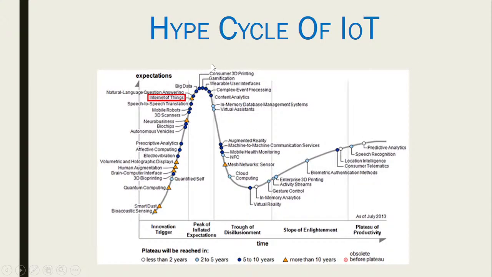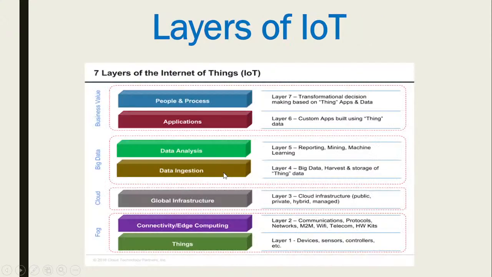So different hype cycles of different technologies, and Internet of Things comes here. And this is a layered representation of Internet of Things. So 7 layers of Internet of Things: the business value, big data, cloud, fog. If you take the first block, 2 layers are there. Layer 7, people and process, transformational decision making based on things and apps and data. So people and process means any end user and any kind of end application.